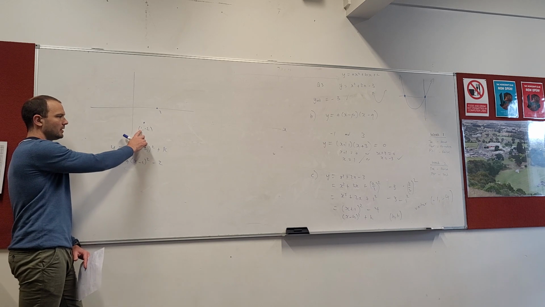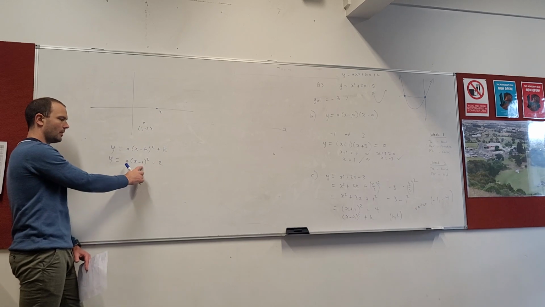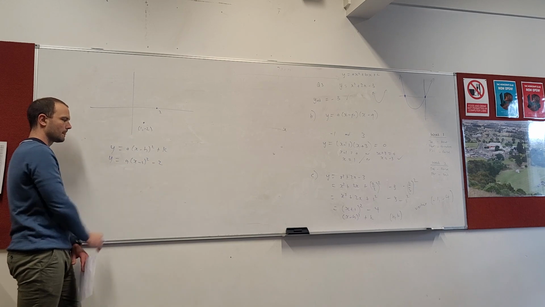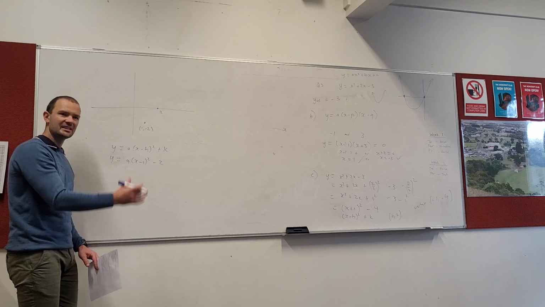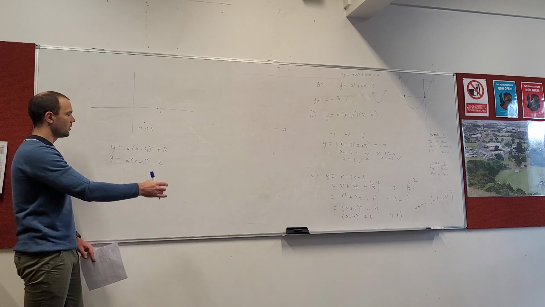Alright, h is 1, k is -2. We put the 1 there, we put the -2 there. And then, okay, so we've used that first piece of information. We need to use another piece of information to solve for a.